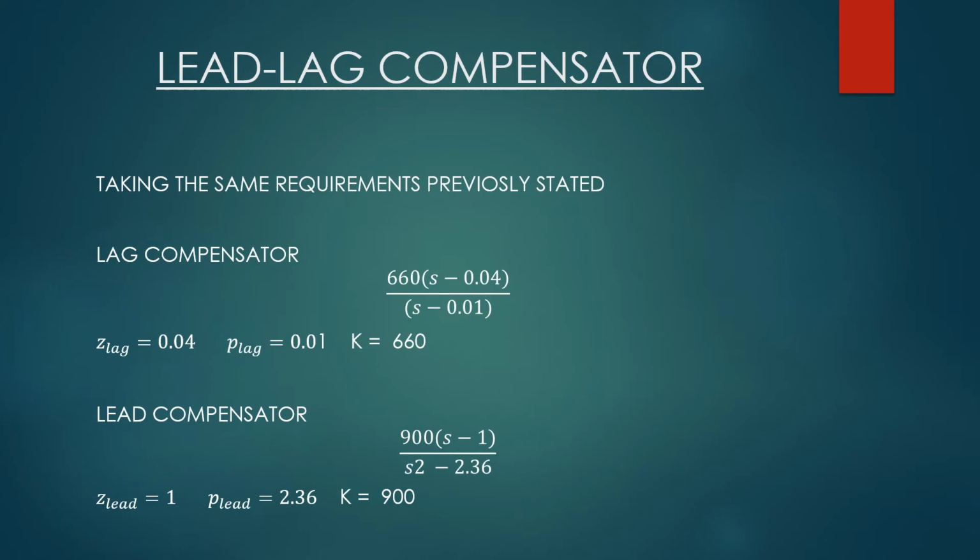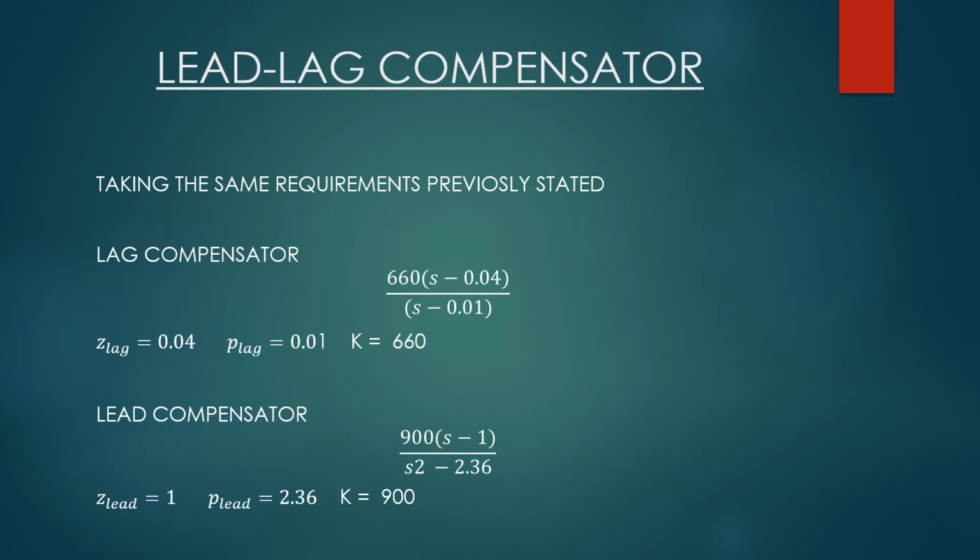Now for the lead lag compensator part. Taking the same requirements as previously stated, overshoot and settling time, the following lag compensator equation was found. Z lag is equal to 0.04, P lag is equal to 0.01, and K was equal to 660. Please note, Z lag is usually calculated by cancelling a pole with your original transfer function.